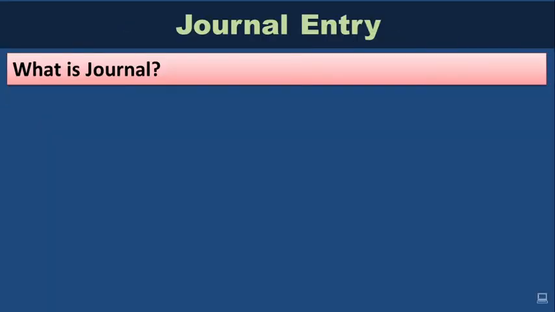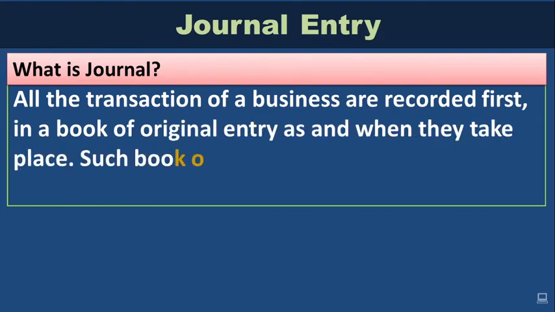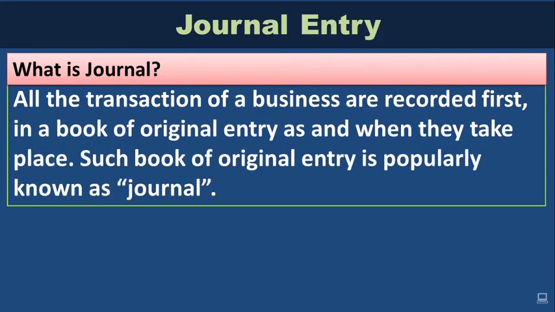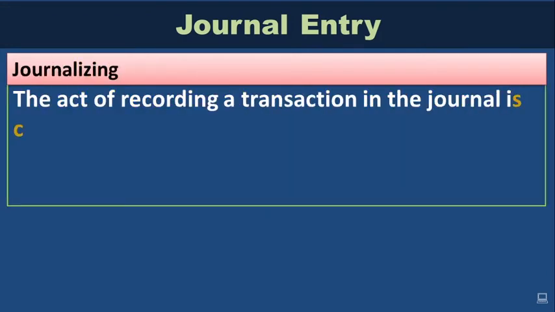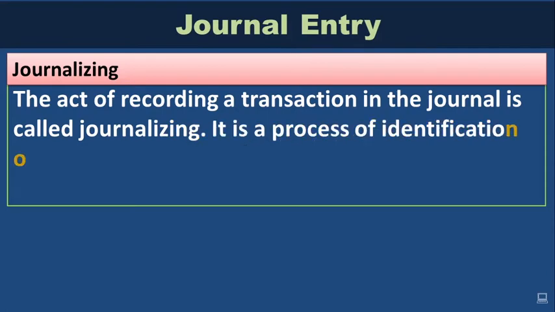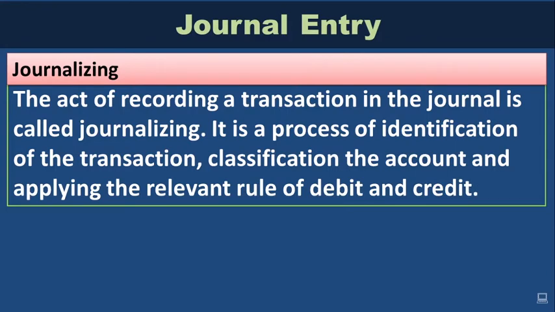Journal entry. What is journal? All the transactions of a business are recorded first in the book of original entry as and when they take place. Such book of original entry is popularly known as journal. Journalizing: the act of recording a transaction in the journal is called journalizing. It is the process of identification of the transaction, classification of the account, and applying the relevant rule of debit and credit.